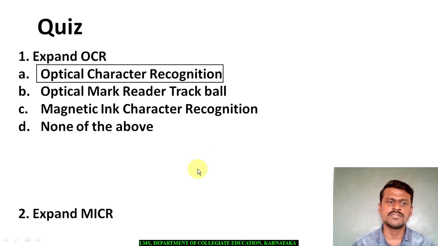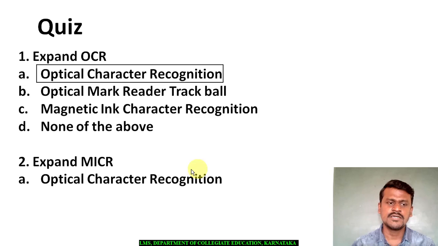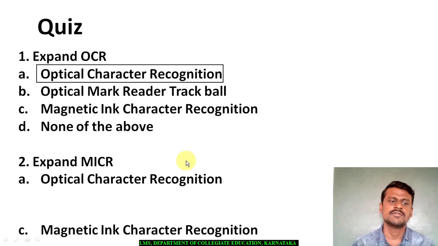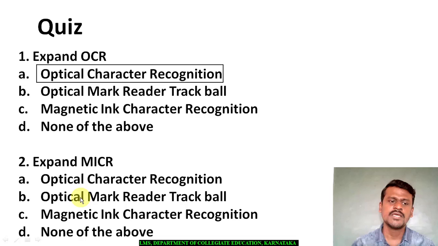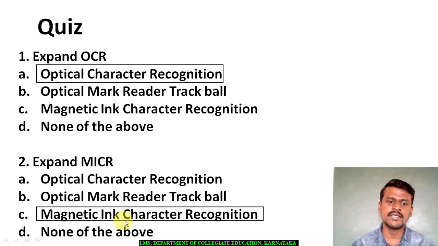Now second question, expand MICR. Option A, optical character recognition. Option B, optical mark reader trackball. Option C, magnetic ink character recognition. Option D, none of the above. Any guesses? Yes, the answer is magnetic ink character recognition. That is, M means magnetic, I means ink, C means character, R means recognition, right?